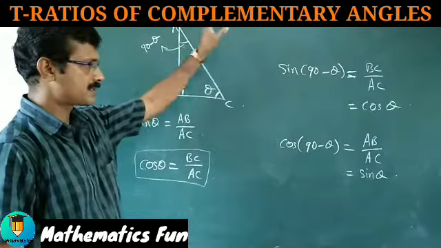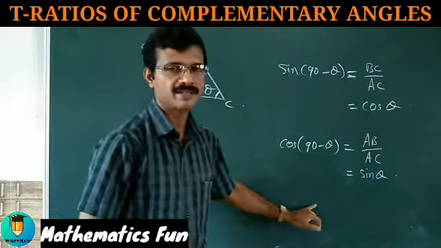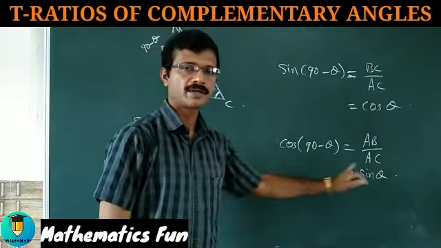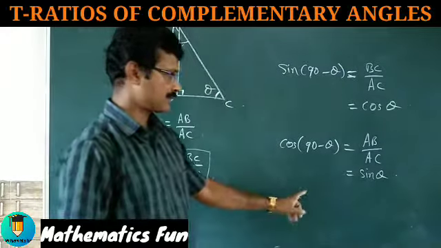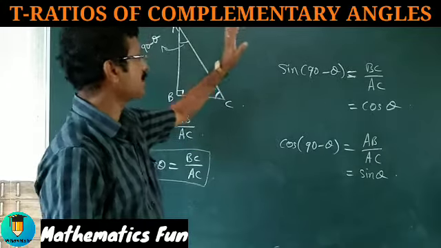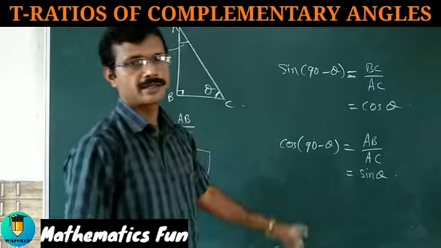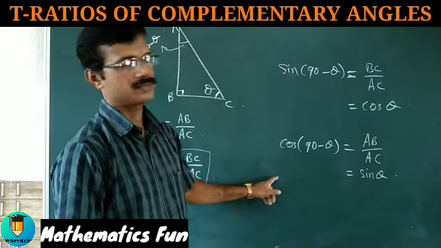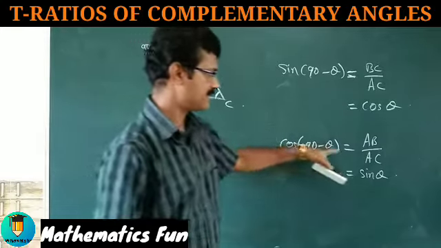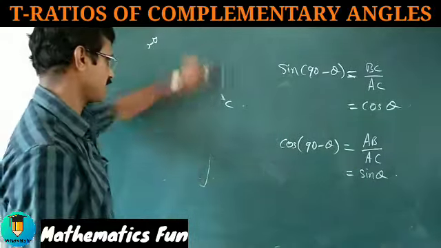Like this, if you go for the next one, tan 90 minus theta will be cot theta. Sec 90 minus theta will be cosec theta. Cosec 90 minus theta will be sec theta. Those are the complementary angle related results in trigonometry. That is, sin 90 minus theta is cos theta, cos 90 minus theta is sin theta, and like that, all other functions we can also write.